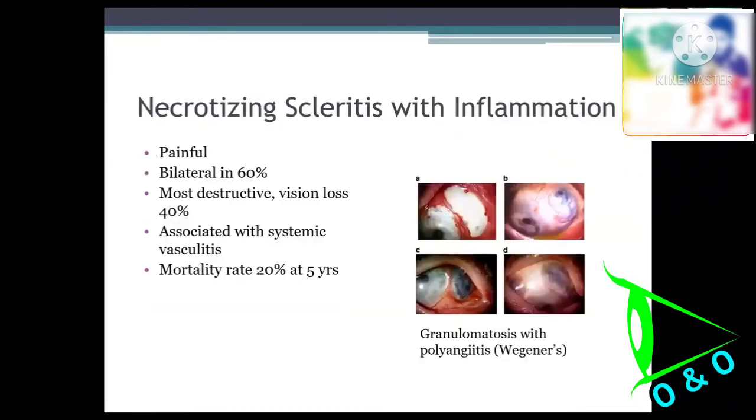So I guess I didn't really go into treatment, but it's going to be systemic immunosuppression for scleritis. So oral steroids, maybe working with rheumatology to work with other non-steroidal systemic treatments.